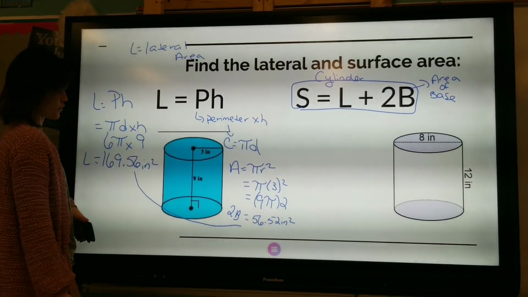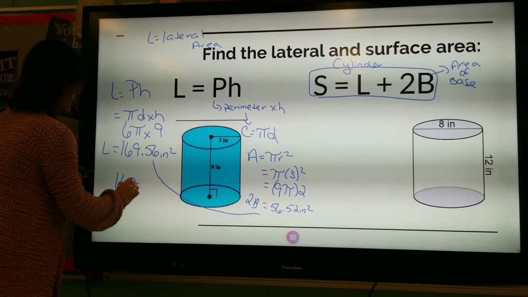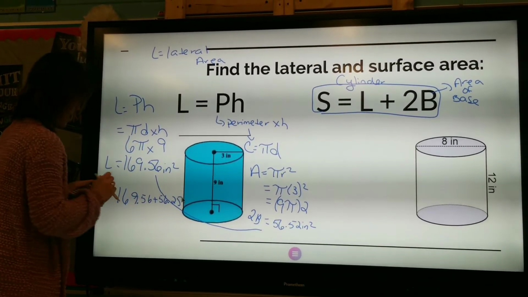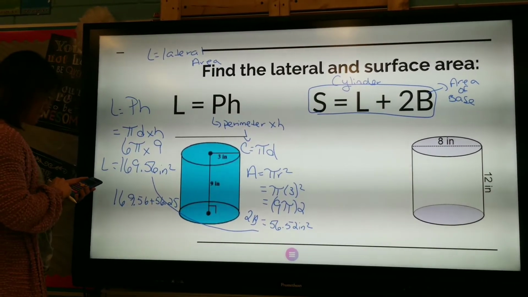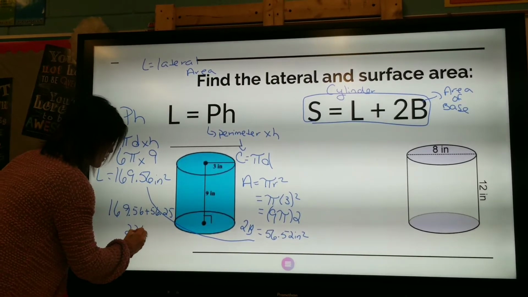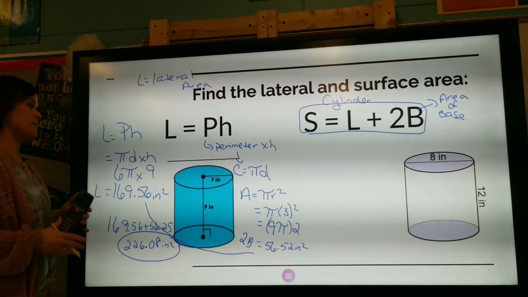Now, since I have my lateral area and my 2 bases, I can add these 2 numbers together to get my final surface area. So I'll go ahead over here, 169.56 plus 56.25. Put that in my calculator and get 226.8 inches squared. And that would be my surface area.